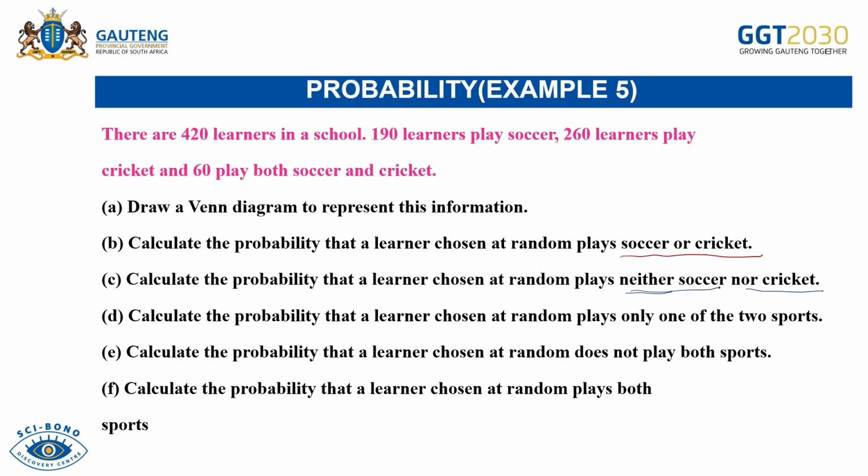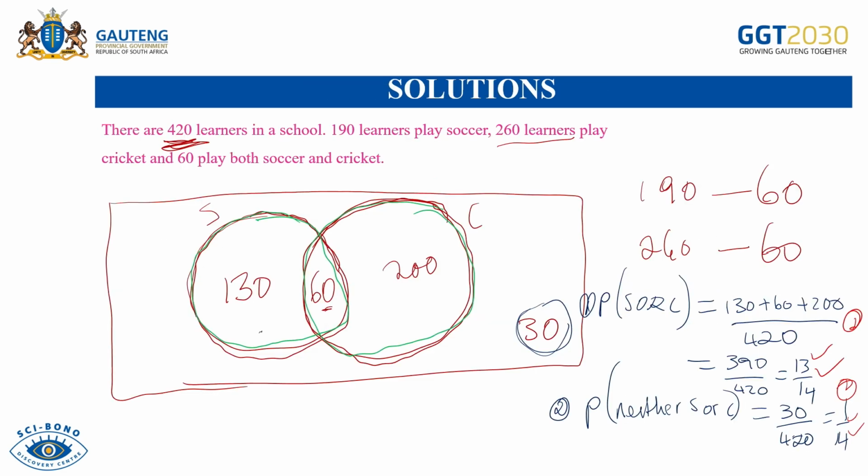It says, calculate the probability that a learner chosen at random plays only one of the two sports. So it means the learner can only play soccer or can only play cricket. So you need to say the probability of getting only one of the two sports, right?